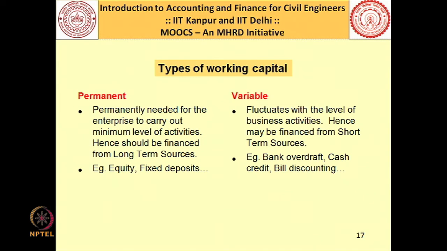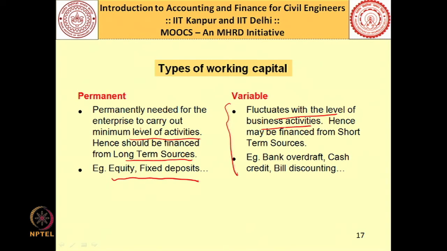Now, it is a normal practice to distinguish between the permanent portion of working capital and the variable portion of working capital. The permanent portion of working capital is needed for the enterprise to carry out the minimum level of activities, hence it is financed from long term sources such as equity and fixed deposits. On the other hand, the variable working capital fluctuates with the level of business activities.